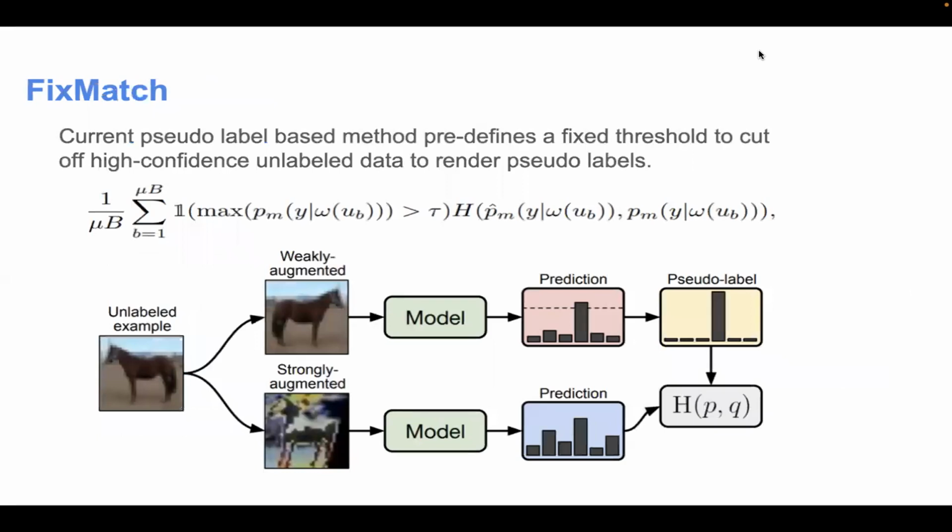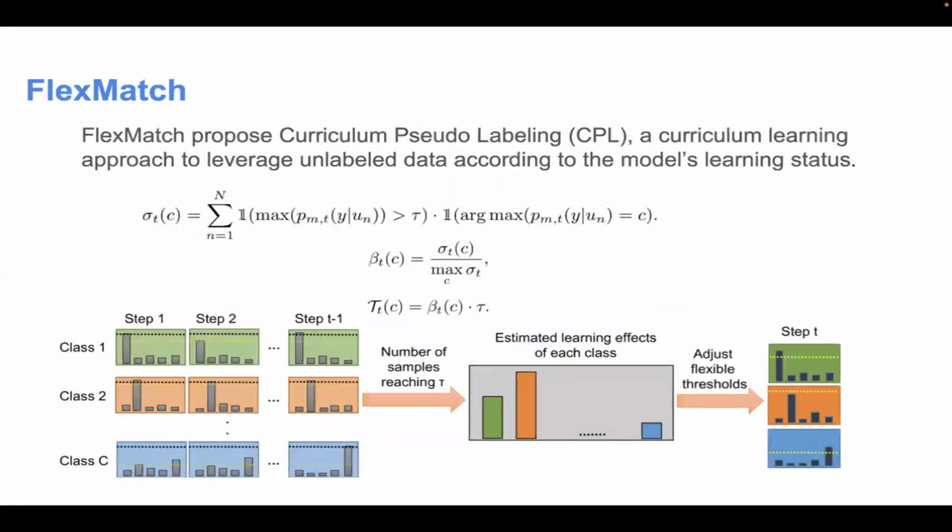FixMatch is a commonly used semi-supervised learning method. It has two models. The teacher model utilizes a weakly augmented image as input to teach the student model, which utilizes the strongly augmented image as input. However, there's a big drawback of FixMatch. It utilizes a fixed threshold, which harms the performance. To solve this problem, FlexMatch proposes a curriculum pseudo-labeling to dynamically choose the threshold.